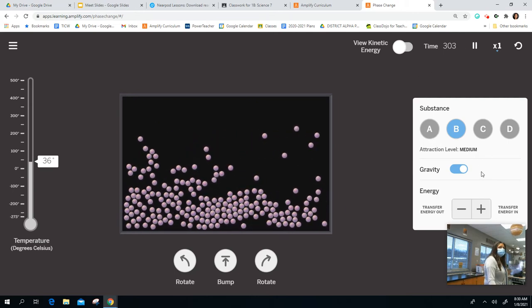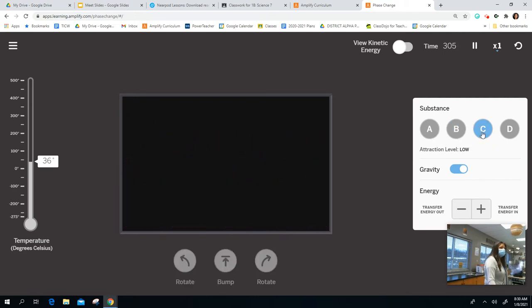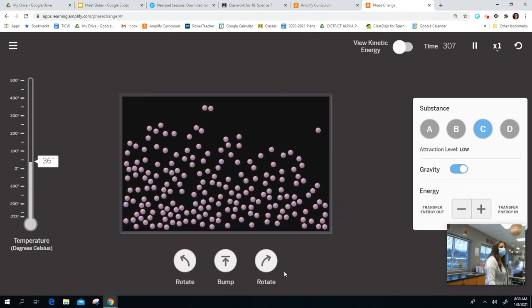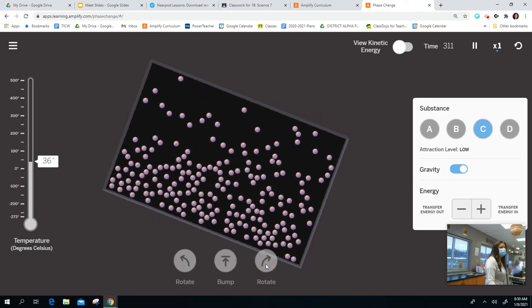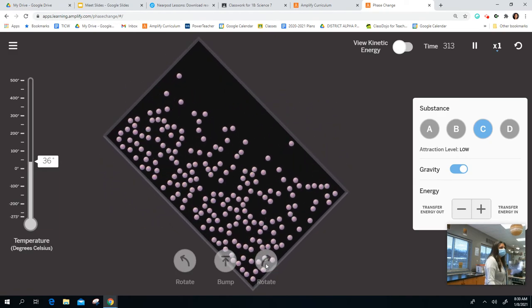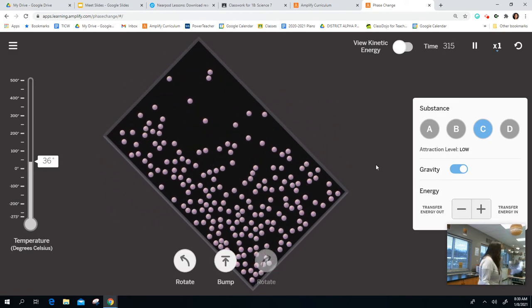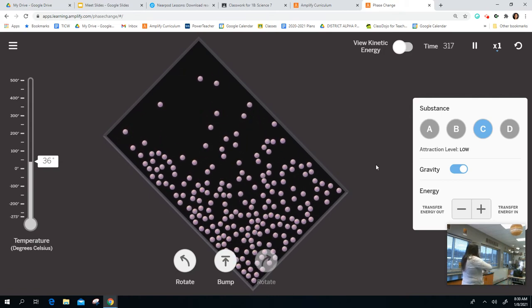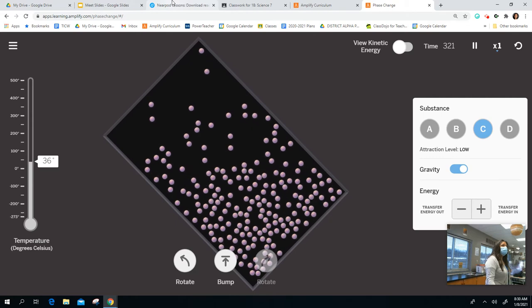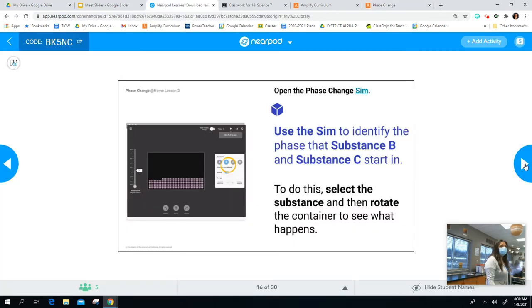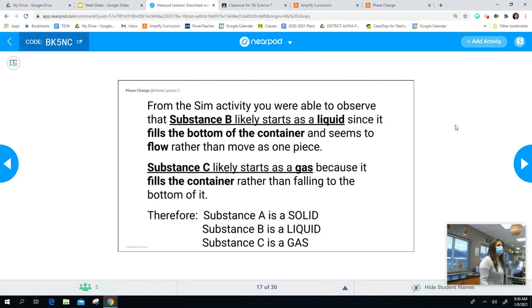So Rosemary, if I switch to C, what state of matter would that be? A gas, good. And how come? Yeah, it's all over the place. It's taking the shape of the container. It's filling the whole square, okay? So we want to think about our key ideas when you're looking at those.